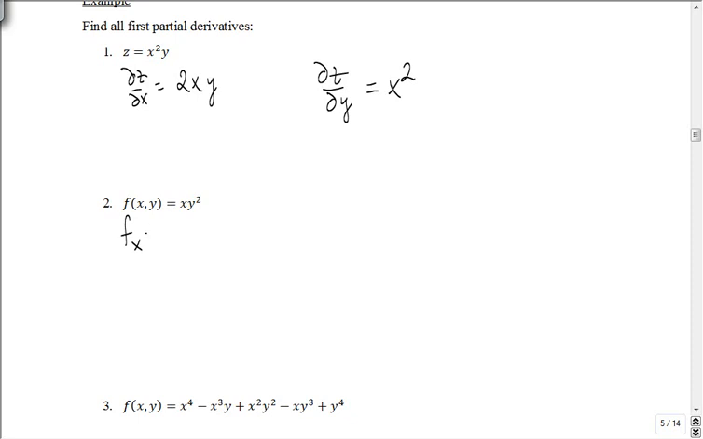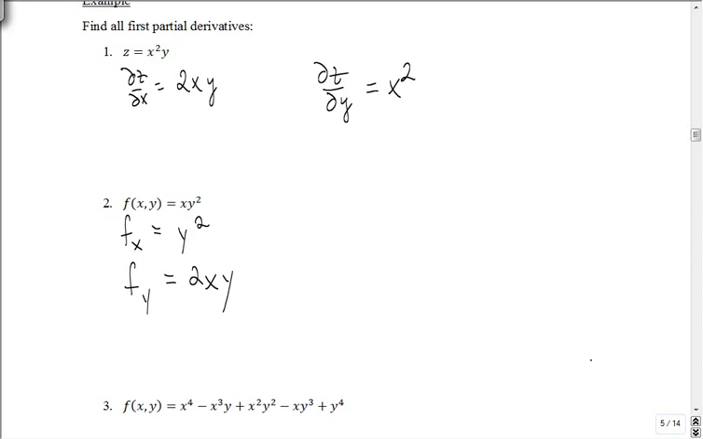f sub x, partially differentiated with respect to x, means hold the y constant, right? What do you think it's going to be? Just y squared. Beautiful. Partial with respect to y means hold the x constant. So what is it going to be? 2xy. Very good.